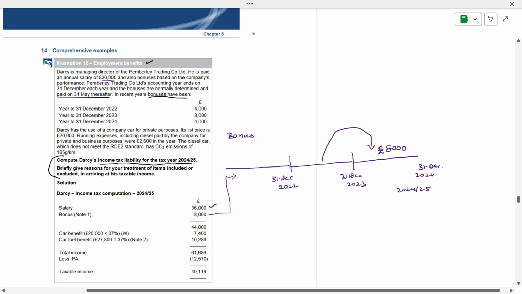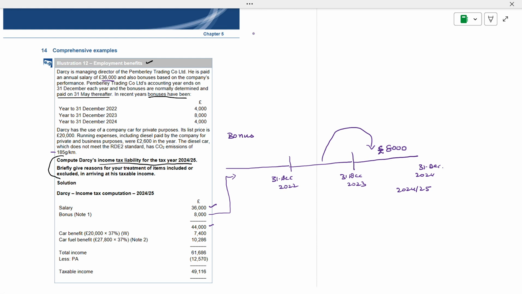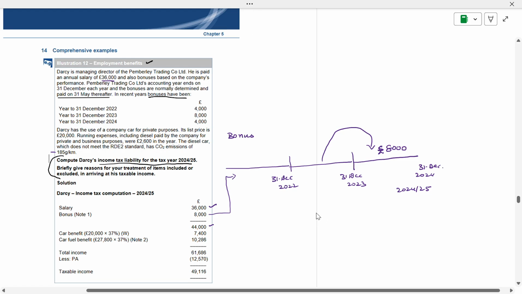How much, sir? 8,000. They are giving it paid on 31st May thereafter. Means 2023, they will pay you in 2024. This will come in next year. Okay, 8,000. Total is how much? 40. Now they say it is how much? What is the 185? See, Samuel. What is the rule? What rule is 16%? Is it a petrol car or diesel car? Diesel car. Is it a car benefit? It is a diesel car. See the thing.